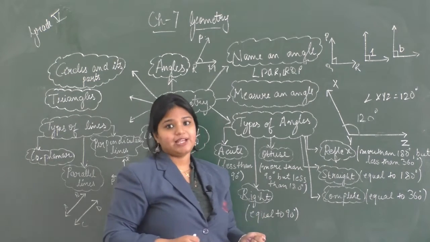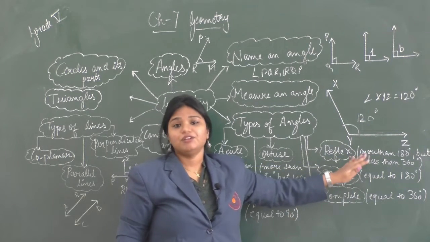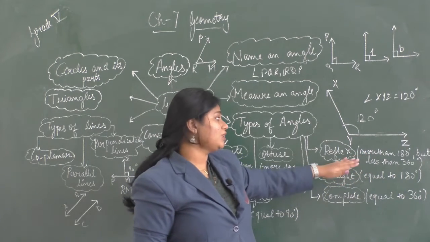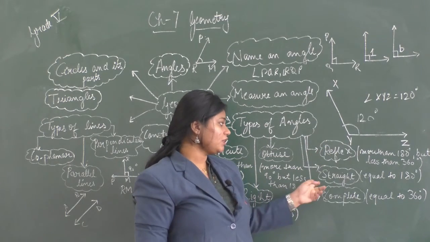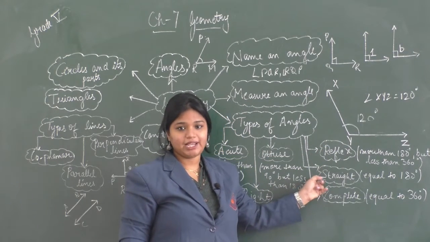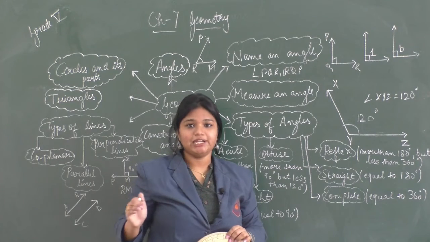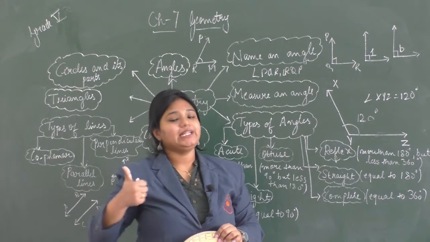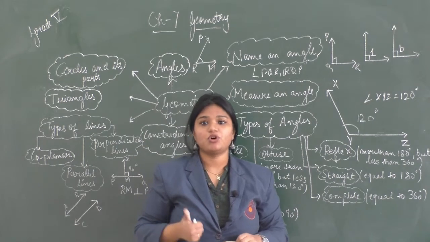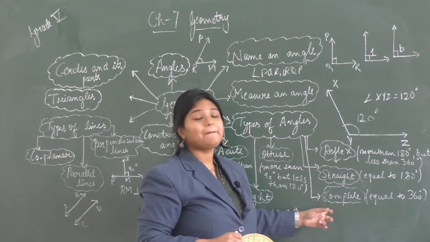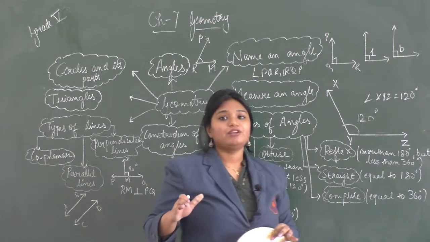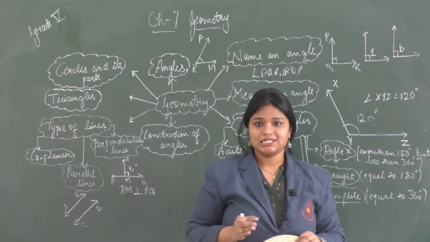The fourth type of angle is reflex angle. A reflex angle is always more than 180 degree, but it is less than 360 degree. The next is a straight angle. A straight angle is a straight line which represents 180 degrees. So a straight angle is always equal to 180 degree. And the last type is a complete angle. A complete angle forms a complete 360 degree.